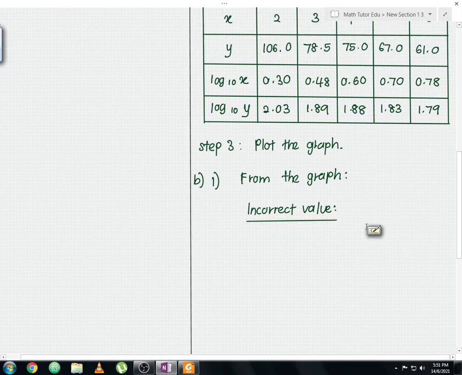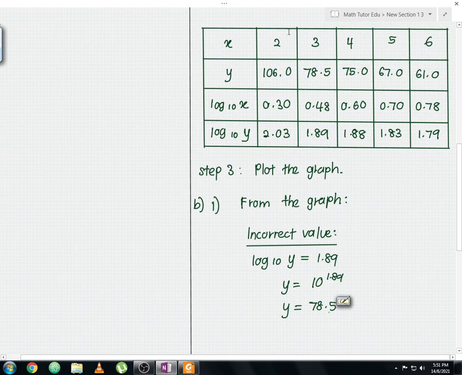Okay, the incorrect value, which we directly take from the graph, as you can see here, log 10y is equals to 1.89. So to find the y, you perform the anti-log. So y is equals to 10 to the power of 1.89. You calculate this, you should get y is equals to 78.5. So this 78.5 is the wrong value. You can calculate over here, or you can just take the value from the table over here. It is just the same.